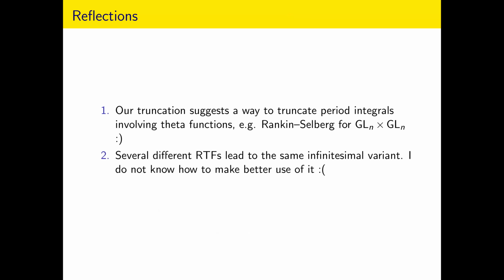Second, this is something that I don't quite understand. We got two very different relative trace formulas, and by descent, they lead to the same infinitesimal variant. I don't know why. I don't know if that's just a coincidence or it's something deeper. I don't know how to make better use of it, and I'm not happy with it.